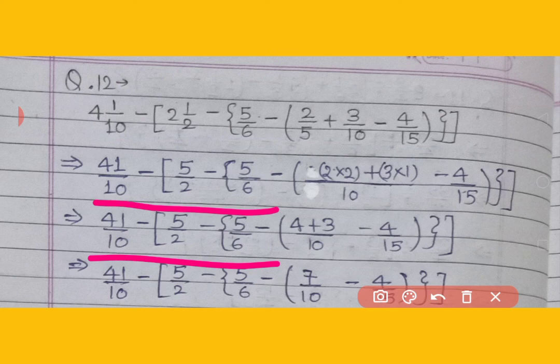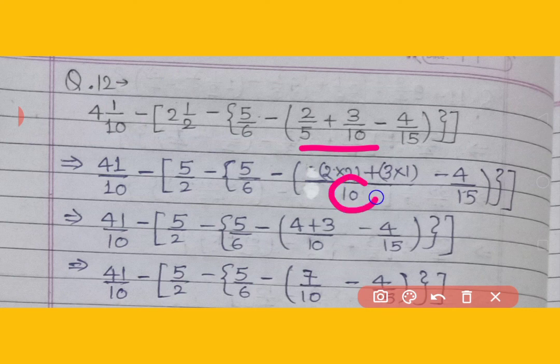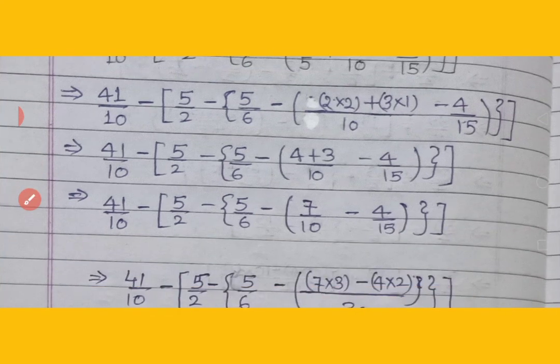Firstly we have to do addition. Then we take the common denominator of 5 and 10. It became 10. So 5 2s are 10, so 2 2s are 4. 10 1s are 10, so 3 1s are 3. It became 7 upon 10, as 4 plus 3 means 7 upon 10 minus 4 upon 15.